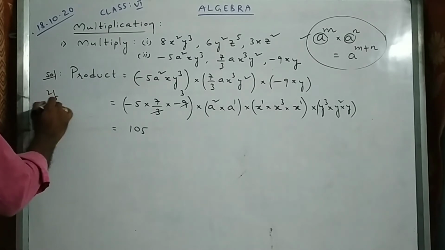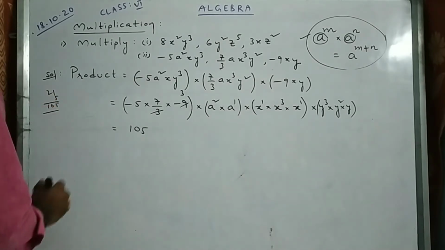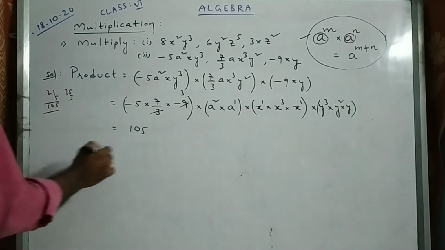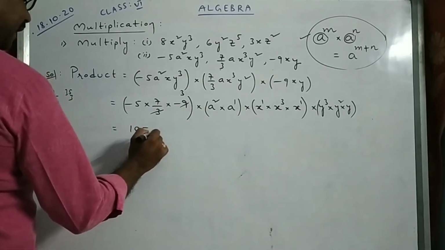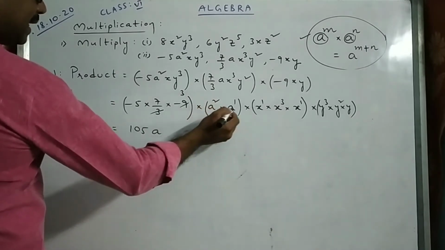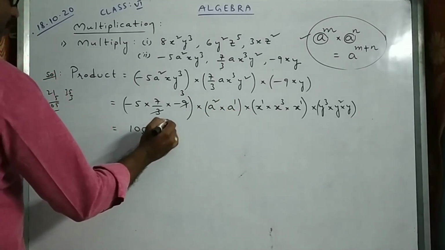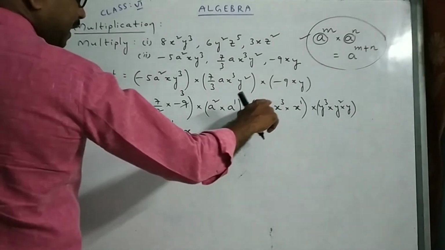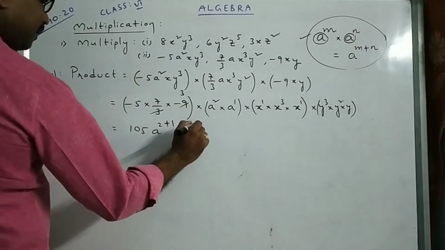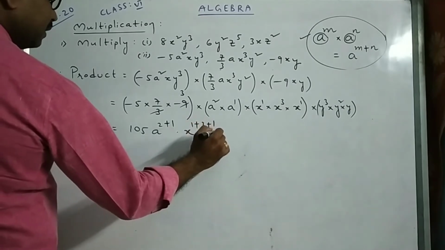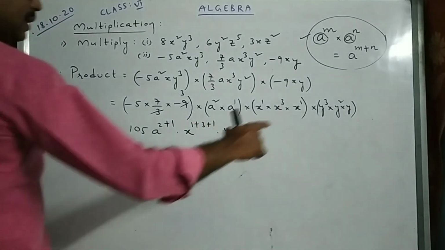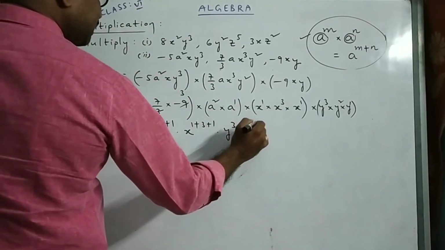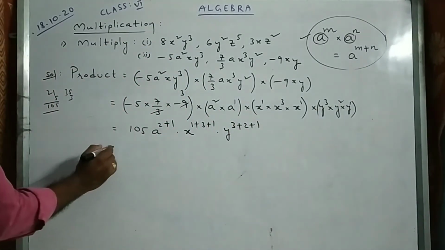21 fives, yes, 105. Or 35 threes. Any way we can write. Here a to the power... Bases are equal, so powers can be added. 2 plus 1, right? X to the power 1 plus 3 plus 1. Y to the power 3 plus 2 plus 1. Just add the powers, that's all.